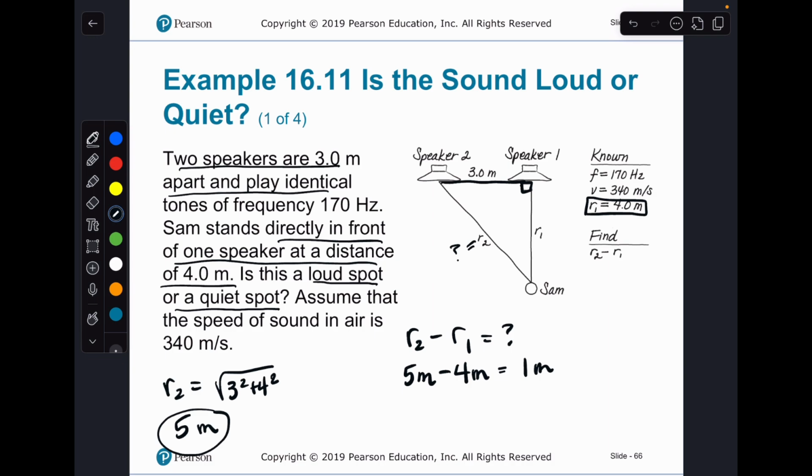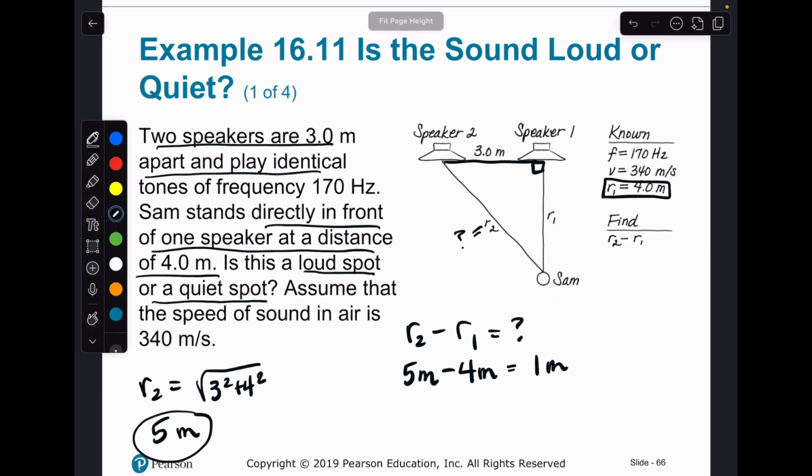And so for destructive interference, that path length difference.